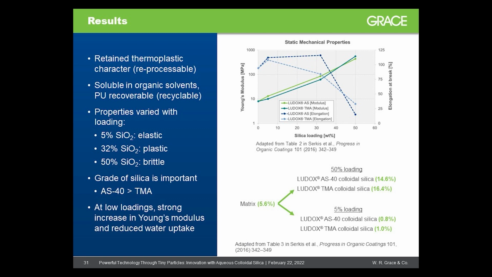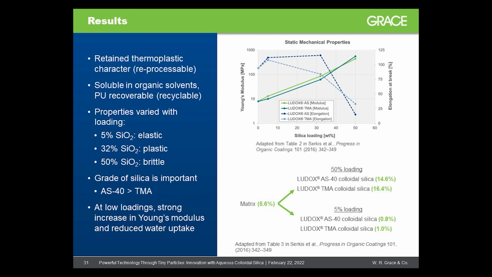This indicated that the primary mechanism of interaction between the silica and polymer was via hydrogen bonds and not covalent bonds. The mechanical properties of the film varied with both the type of the colloidal silica as well as the loading. At low loadings, the films were elastomeric. At intermediate loadings, they were plastic. And at the highest loadings, they were brittle.